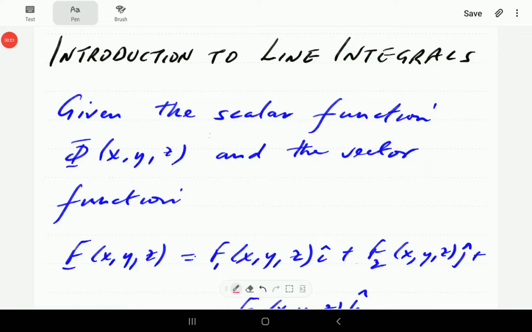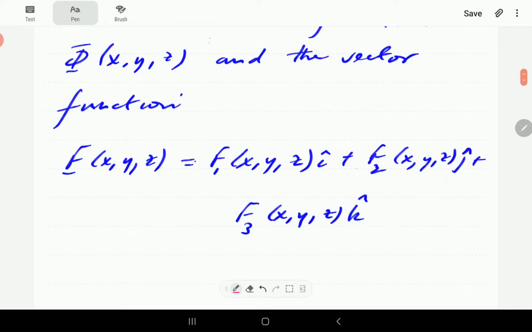Okay, in this video, we're going to introduce the idea of vector line integrals. Line integrals are also called contour integrals. We are going to imagine that we have a scalar function phi, which depends on x, y, and z, and a vector function f, with f1, f2, f3 as the x, y, and z components, all of them functions of x, y, and z.